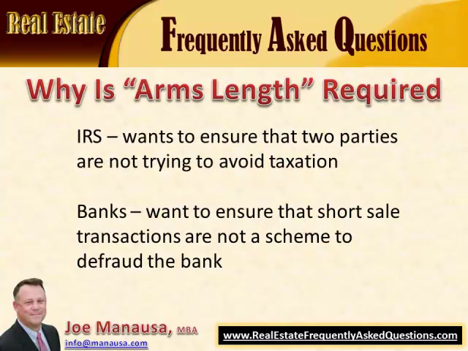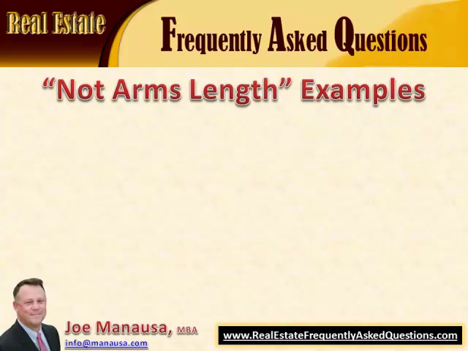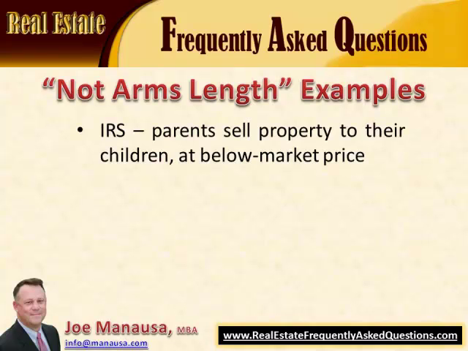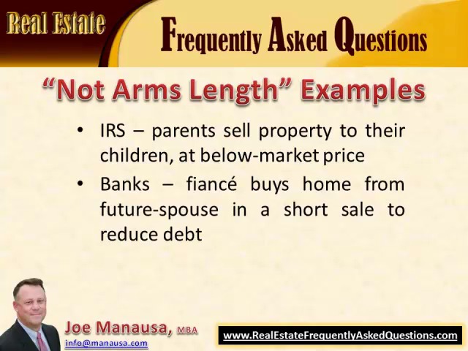Well, the IRS wants to ensure that two parties are not trying to avoid taxation, and banks want to ensure that short sale transactions are not a scheme to defraud the bank. Some examples of not arm's length transactions: the IRS would consider it not arm's length if parents sold property to their children at below market prices.